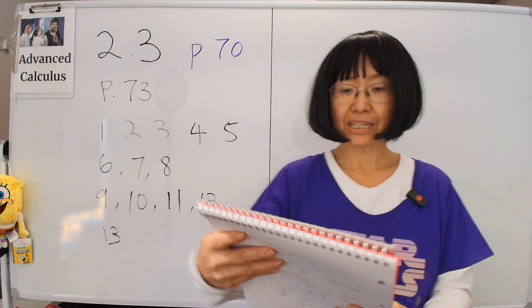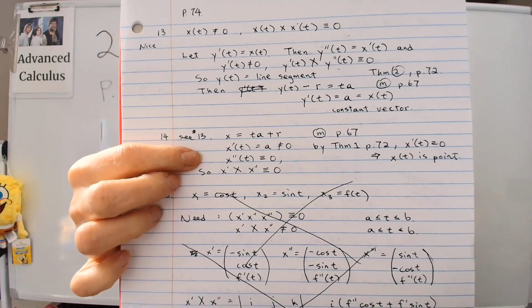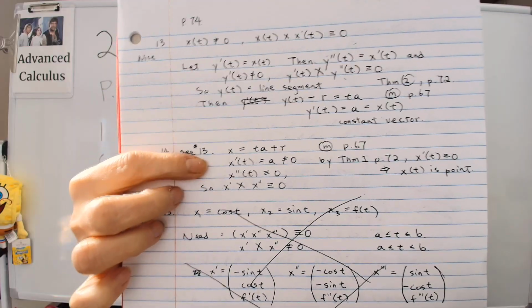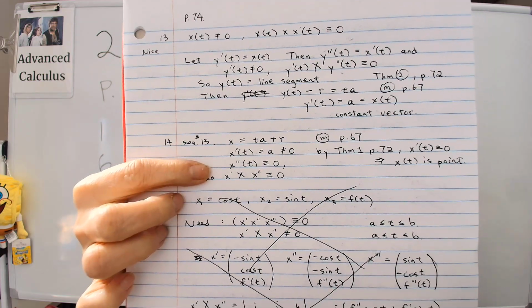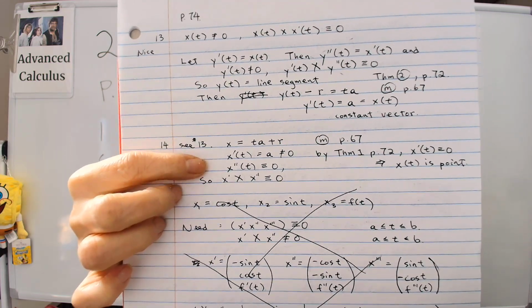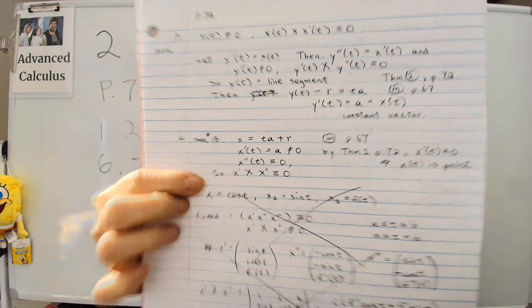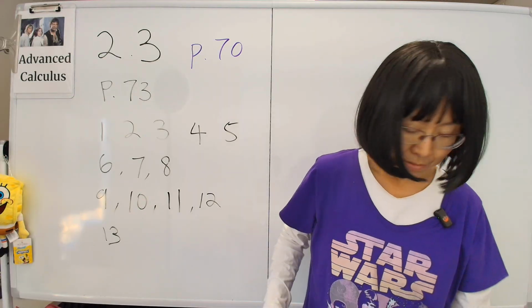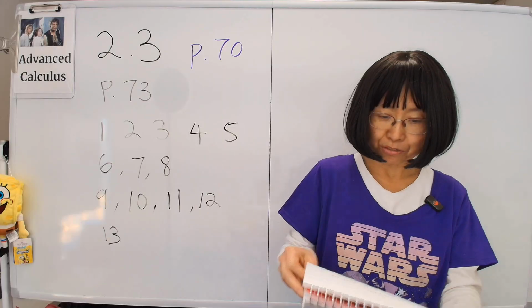So problem 14 is an easy version of problem 13. If we have a straight line, we know that a cannot be 0, otherwise it wouldn't be a line anymore, it'd just be a point. So x prime is a, which means x double prime is going to be 0, a being a constant vector. And then x prime cross x double prime is going to be 0, which satisfies the conditions for theorem 1. And that's about it. So let's look at the next problem, which is more interesting.